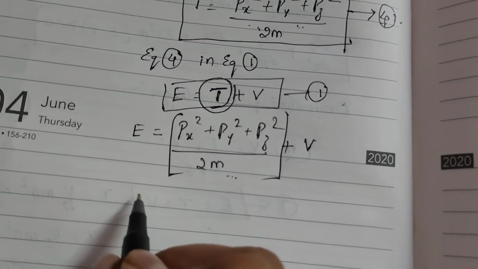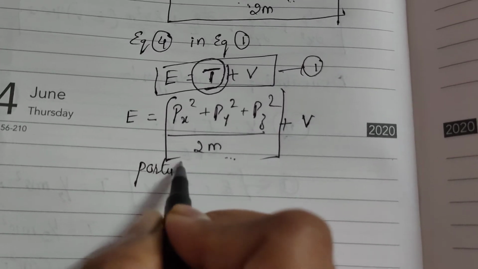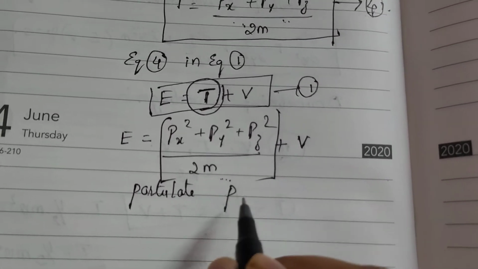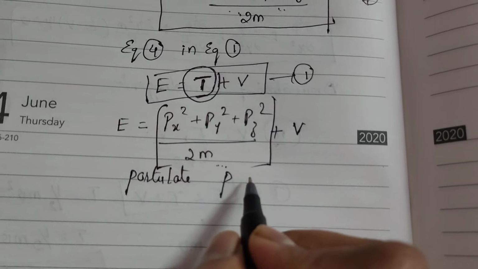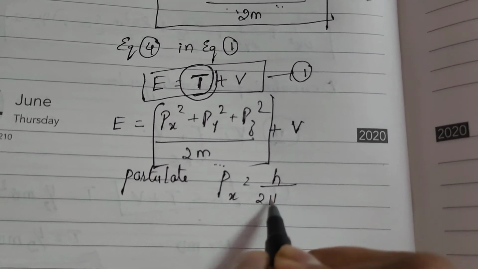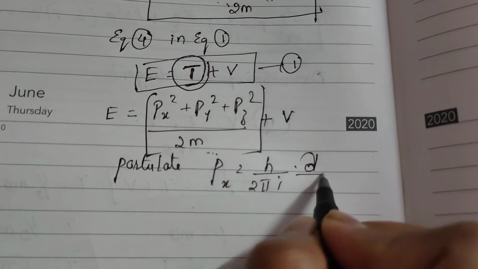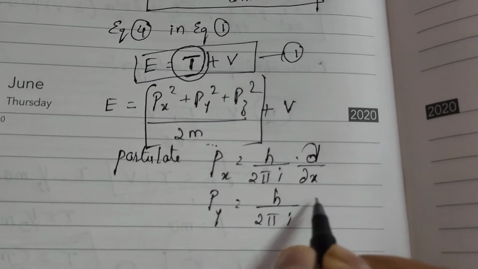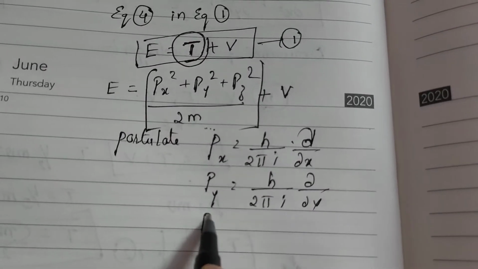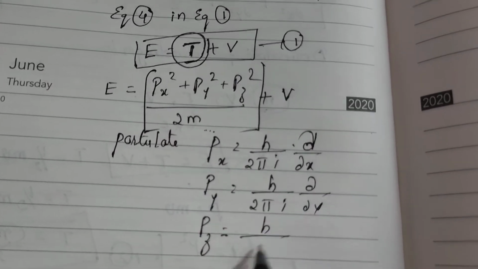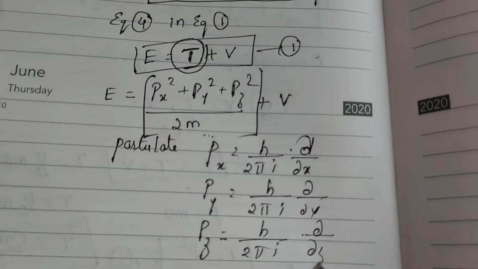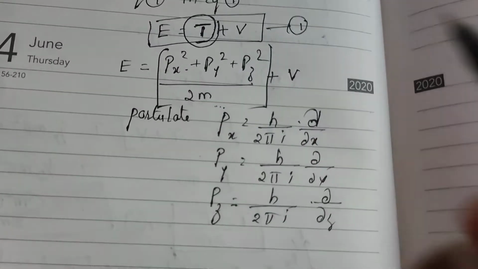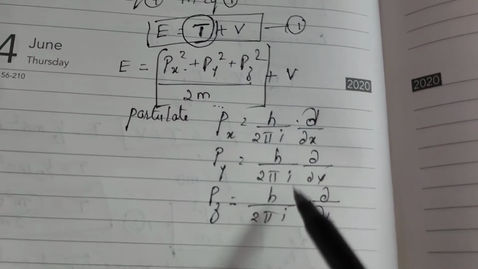But using postulate 2 of quantum mechanics. What is postulate 2? Every term we need to represent in terms of an operator. The momentum normally is represented as p, but in terms of operator you have to write it as h by 2 pi i dou upon dou x. For momentum in the y-axis, you write h by 2 pi i dou upon dou y. For momentum in the z-axis, h by 2 pi i dou upon dou z. Here we are going to replace each term in operator form. You can replace px, py, pz in this form.